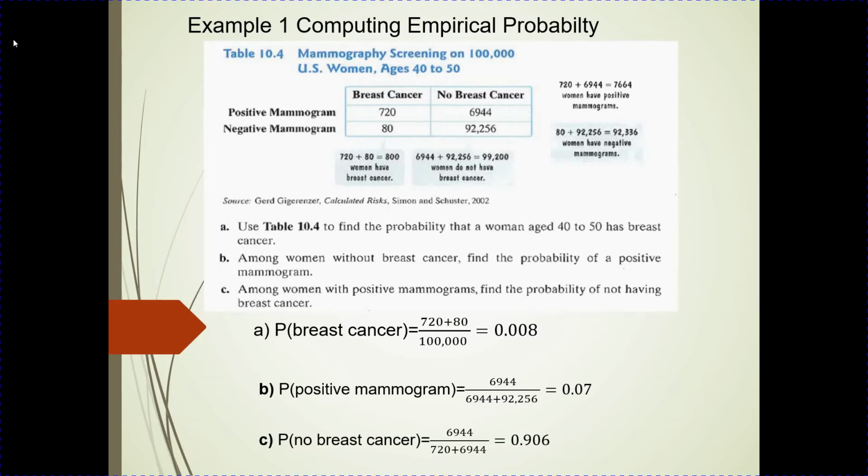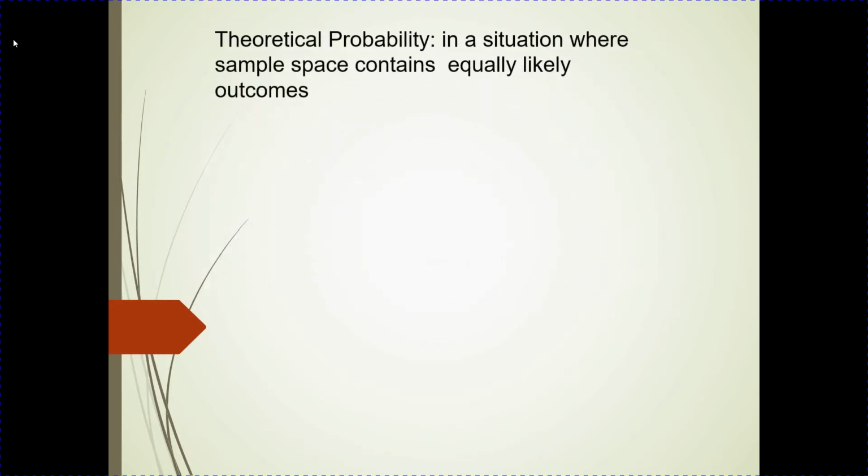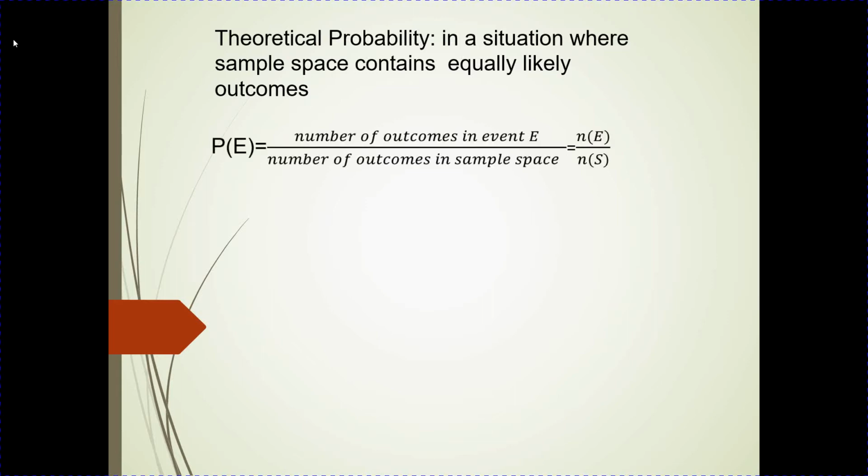Now let's see the other type of probability, which is theoretical probability. Theoretical probability is applied in a situation where the sample space contains equally likely outcomes and all events are known. To compute theoretical probability, we are going to use this formula: the number of outcomes in event E divided by the number of outcomes in a sample space, or simply n of E over n of S. It will help you to find the theoretical probability.